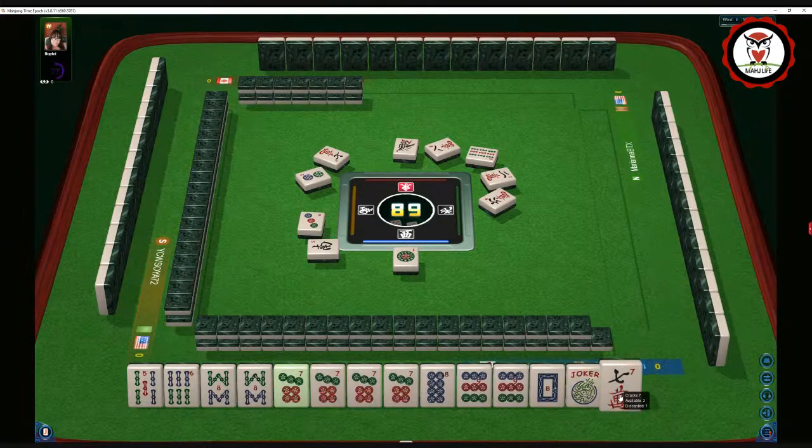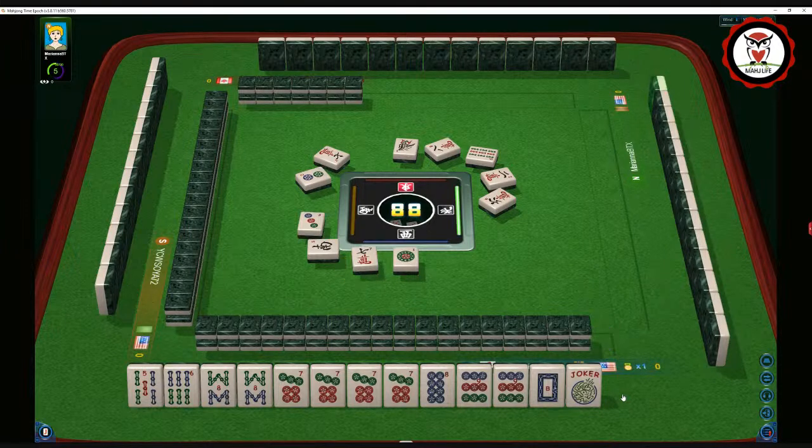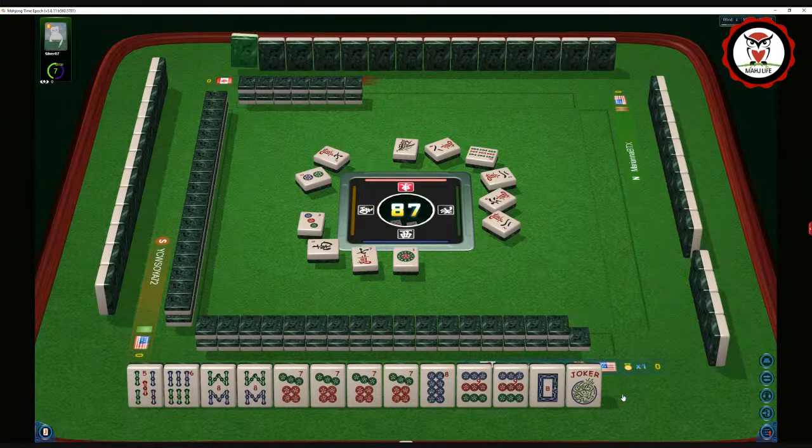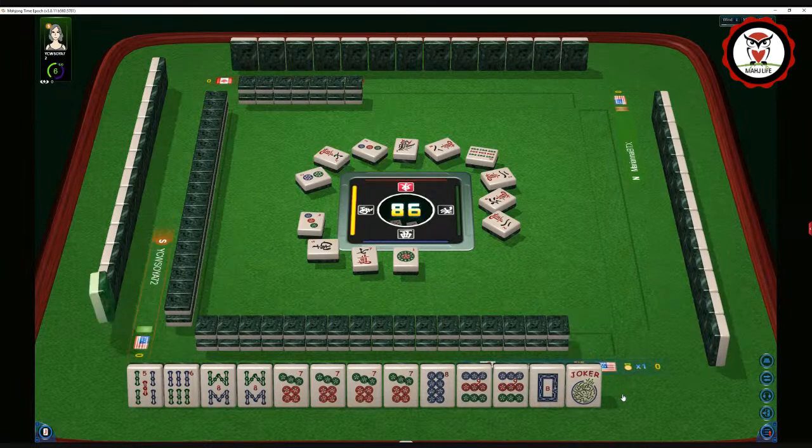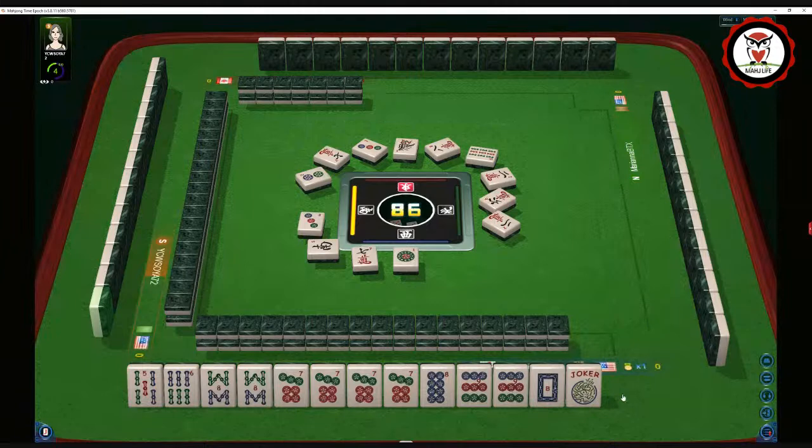Okay, we got a 7 dot. Okay, let's let the 7 crack go. Okay, so we have 7, 8, 9 dragon. Oh my goodness. So 7, 8 characters. 3 dots.